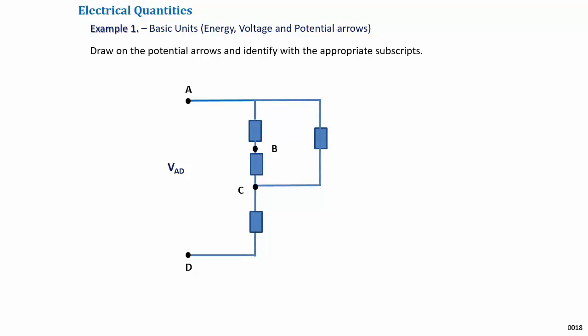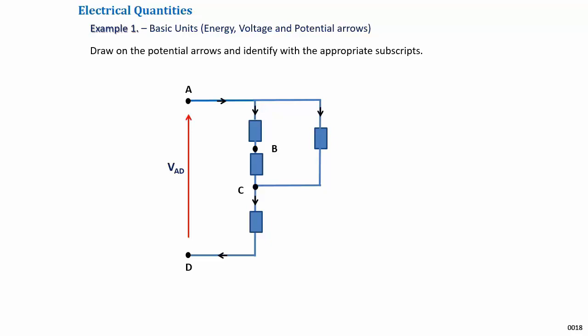To start with, we only have the voltage across the terminals AD, termed V subscript AD. This tells us that the A terminal is more positive than the D terminal, so the potential arrow goes between the two terminals with the arrowhead pointing at the A terminal. From this information, and knowing that current always flows from the positive terminal to the negative terminal, we can sketch on the arrows showing the current direction.